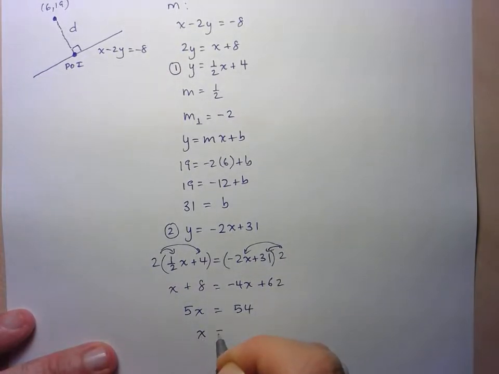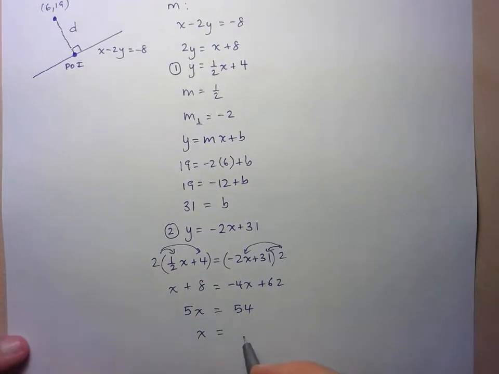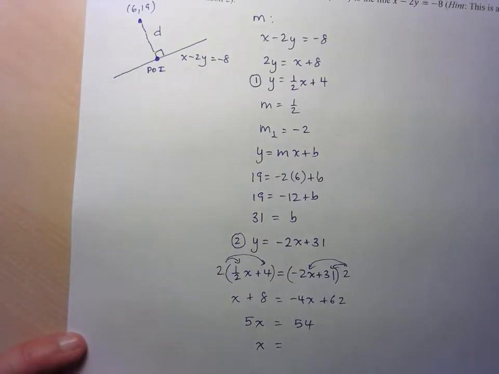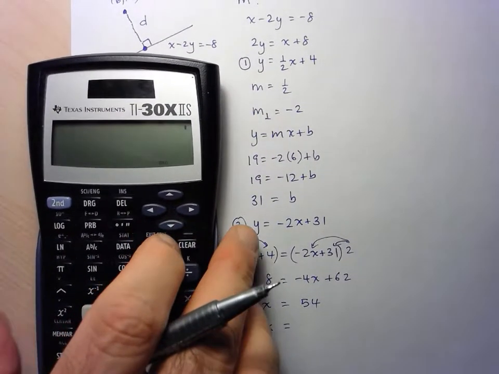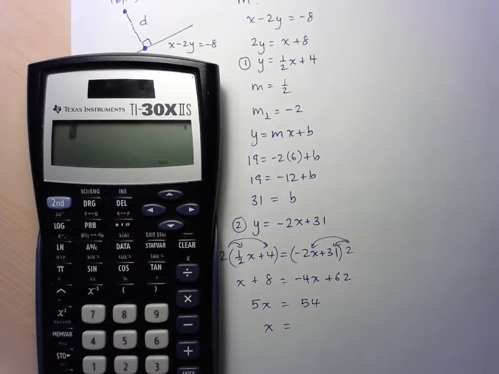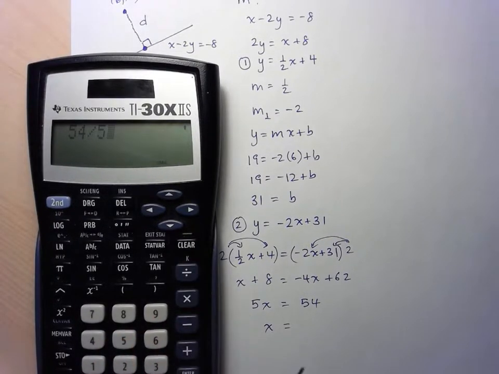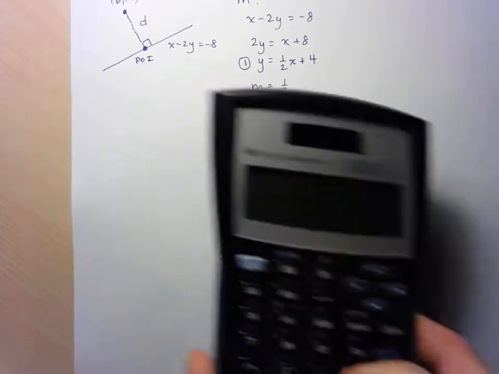Okay, so I need to divide both sides by 5. But I suspect that's going to be a nice decimal. So remember, any decimals that are finite decimals, we don't have to leave in fraction form. So 54 divided by 5 is equal to 10.8. Yeah, it's a nice decimal.